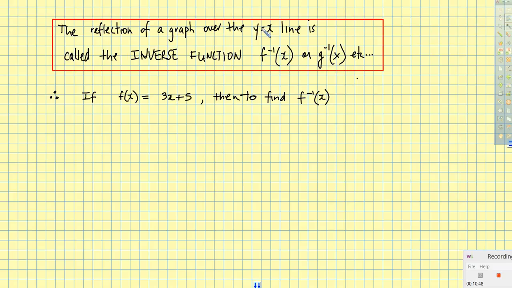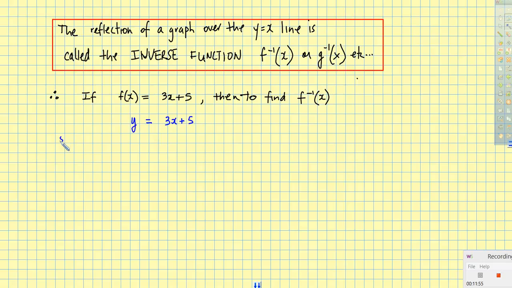So if I were given a problem that said f of x equals 3x plus 5, and I asked you to find the new function f inverse of x, that means that I am asking you to tell me what the new function is once it has been placed over the y equals x line. So algebraically, it means that I'm going to be rewriting f of x as y equals 3x plus 5, because recall that f of x is the same thing as y.